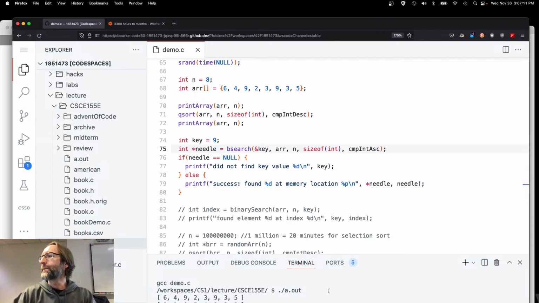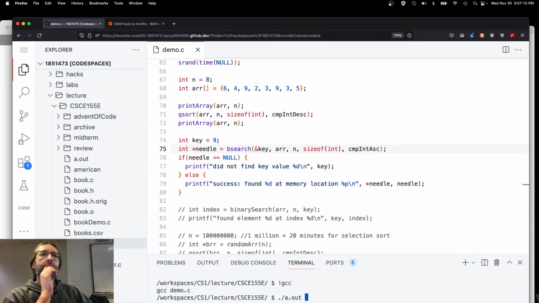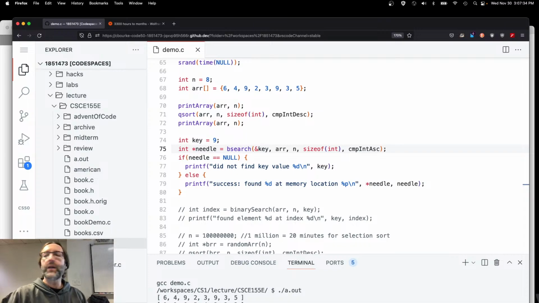Yeah, like this. GCC. All right. So I'm going to sort it in descending order, right? 987654321. But I'm going to search it using the comparator that assumes that it's in ascending order. Is this going to be successful searching for 9? Let's find out. Did not find the key value 9. It's right there. Why didn't it find it?